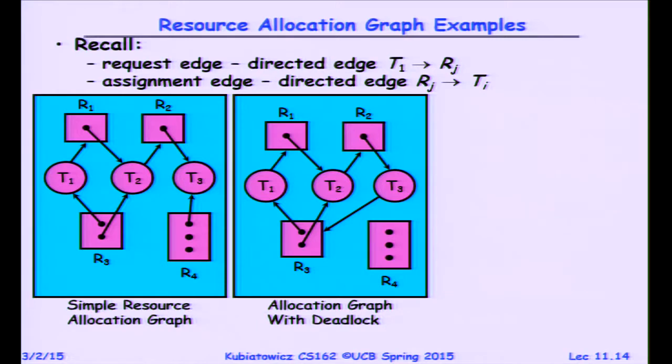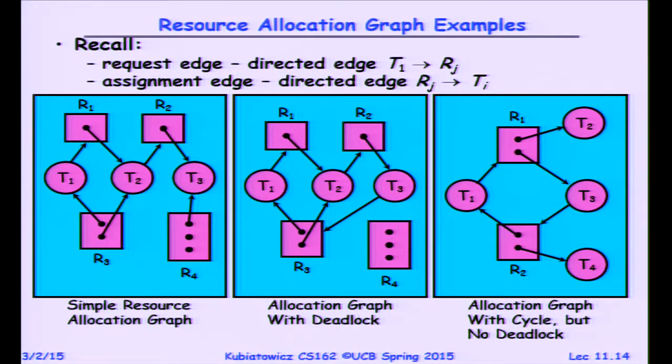Yeah? So is it like an "if and only if"? So like if there's deadlock, then there's a cycle? Yes, all deadlocks have cycles. But not all cycles are deadlocks. So it's not an if and only if. And here's a great example. So here's a cycle, but no deadlock.